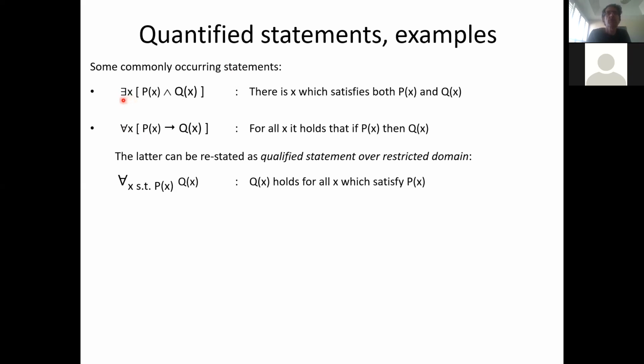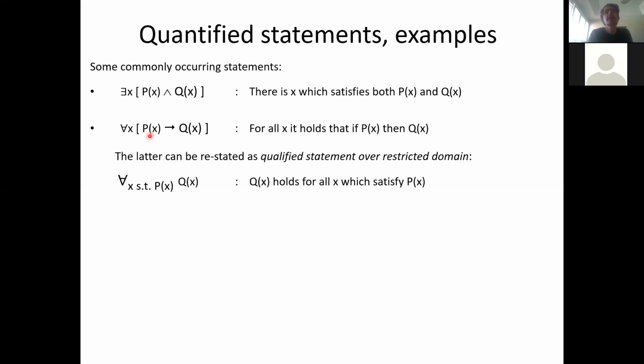So, for example, here is a natural statement. There exists an x which makes both predicate P and predicate Q true. Or, for example, I want to state that for every x in the domain, if some predicate P holds on it, then predicate Q must also hold on it. In other words, Q holds whenever P does.